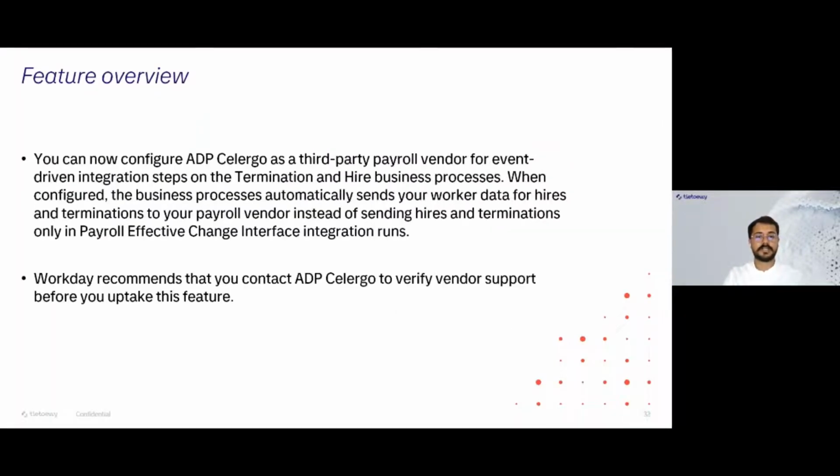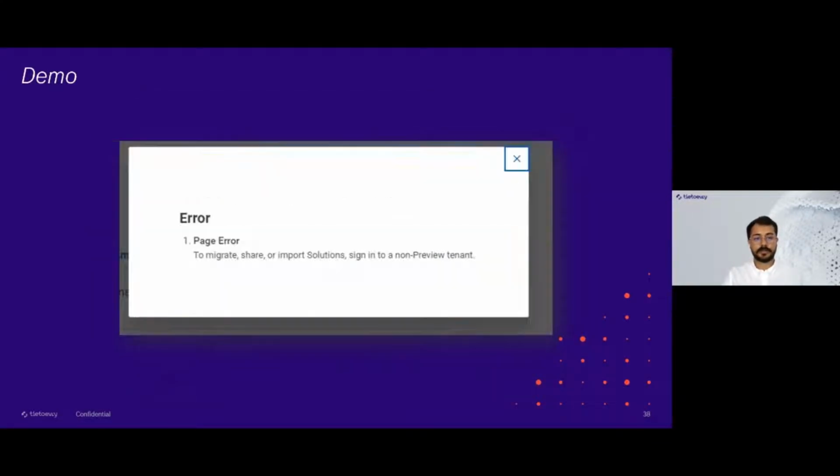The next point is the ADP Celergo as third party payroll vendor for event-driven integration steps on the termination and hire business process. What this will do is, the business process automatically sends the worker data for hire and termination to the payroll vendor instead of sending to Peachy. But the configuration of this we cannot do in preview.